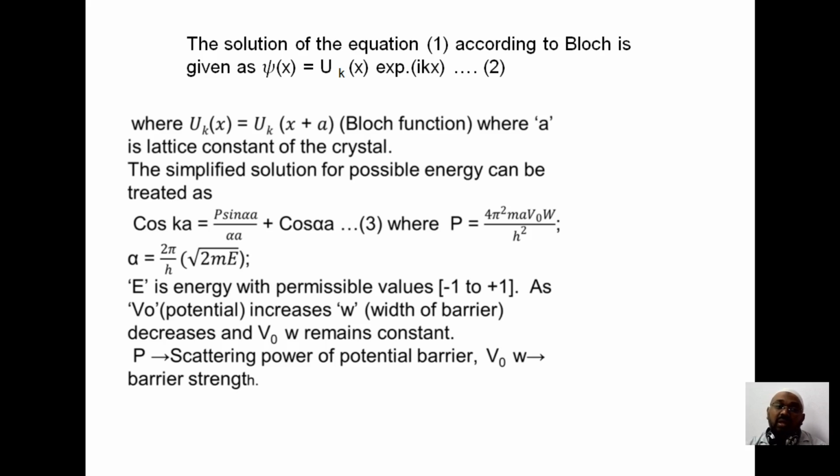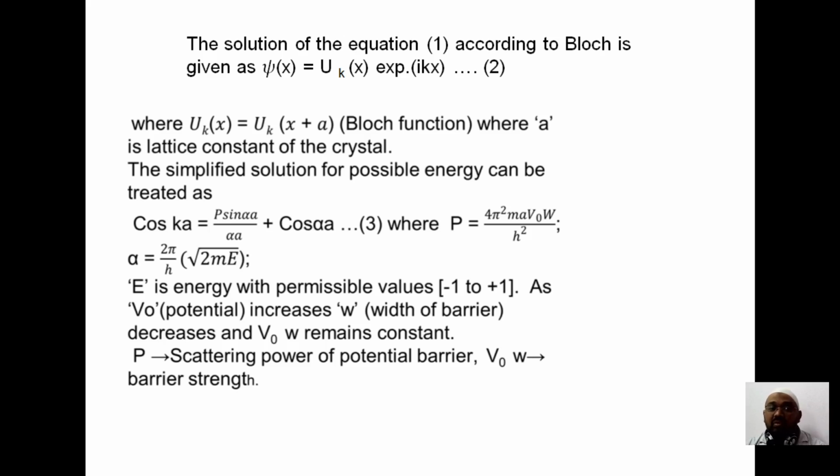So cos k is equal to P sin alpha a by alpha a plus cos alpha a. What they say is that after complete simplification of the differential equation, depending upon the Kronig-Penney model, the electron is moving in a square well, right? That particular geometrical view has been given by Schrodinger.